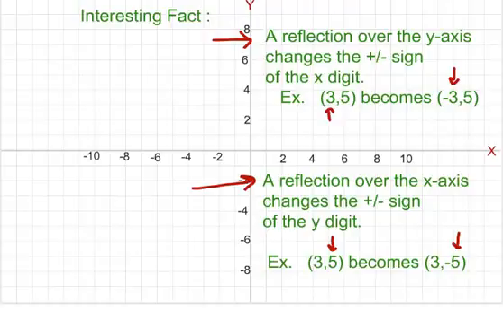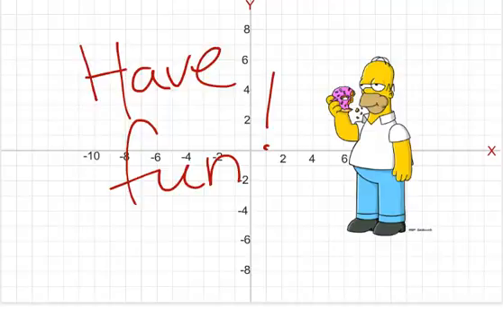Some interesting facts. When you do a reflection over the y-axis, it changes the plus minus sign of the x digit. So for example, (3, 5) becomes (-3, 5). So when your reflection is over the y-axis, the plus minus sign is changing of the x digit in the image. A reflection over the x-axis changes the plus minus sign of the y digit. So when you reflect over the x-axis, the y digit is changing sign. That could help you review if your transformation is good.